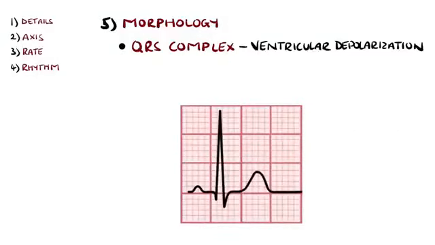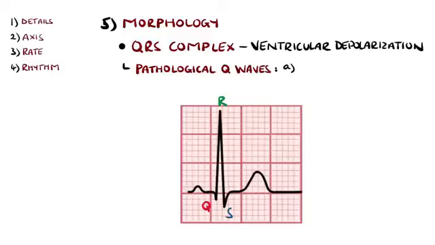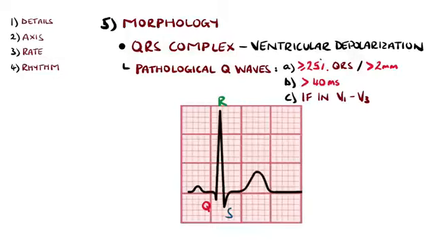Q waves are the first negative deflection in the QRS. The R wave is a following upwards deflection, and S is any negative deflection following that. Pathological Q waves are defined as Q waves greater than 25% of the QRS complex, with a width greater than 40 milliseconds. They can indicate previous ischemia.